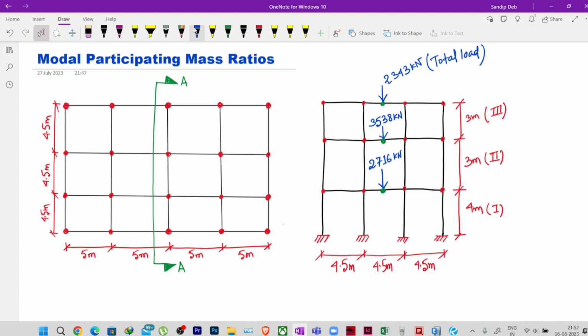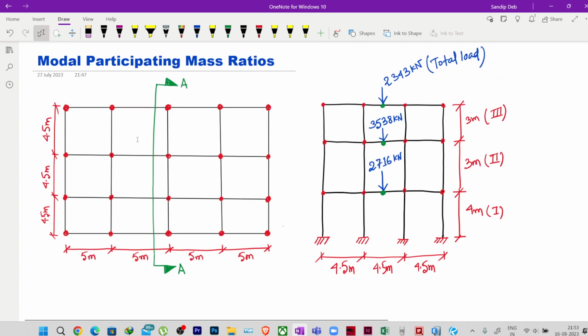So now, what is this modal participating mass ratio? Obviously, when we talk about modal participating mass ratios, we have to go for the modal analysis, right? In this lecture, I am not going to do the modal analysis manually in depth, because it is a long process, and in some other lectures, maybe 2 to 3 lectures, I will break it down and try to make one series for the modal analysis. In this lecture, I will specifically focus on the modal participating mass ratios, and I will assume that you have a fundamental idea about modal analysis.